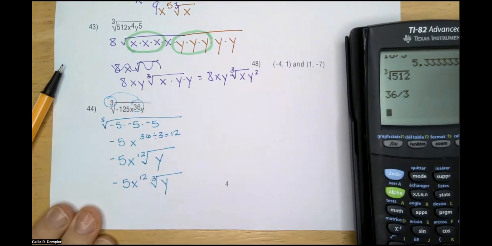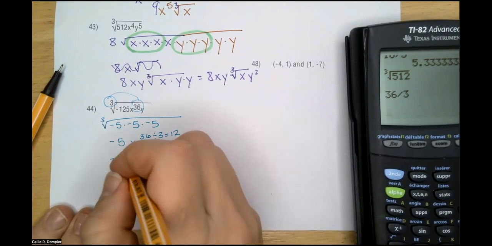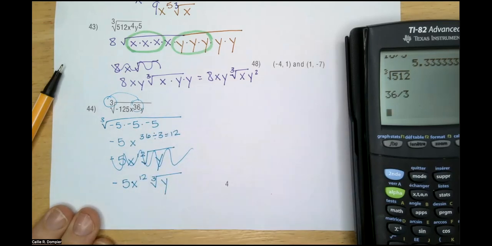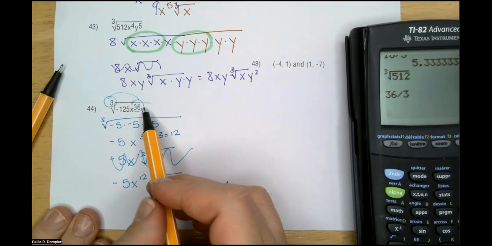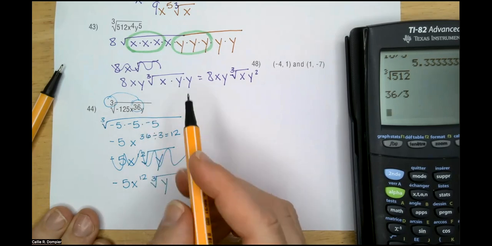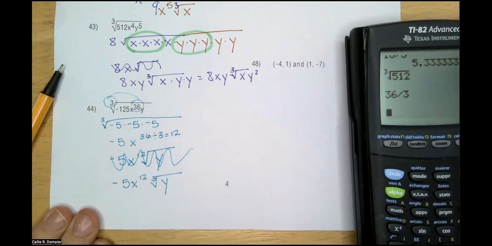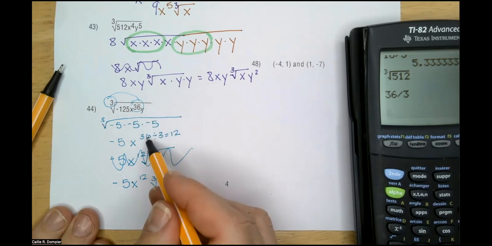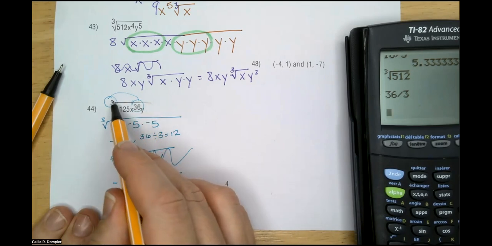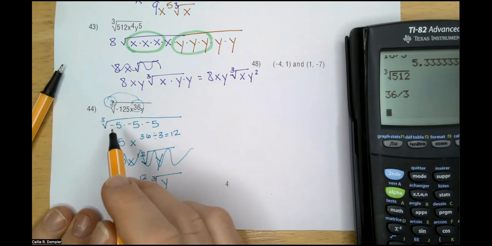And then y stays under there. I just couldn't write the 3 next to the 12. Why does the y stay under there? Because only groups of 3 y's can come out, right? And that one's definitely not going to come out. It's just a 1. It was faster to take the exponent and divide it by the index than to group them.